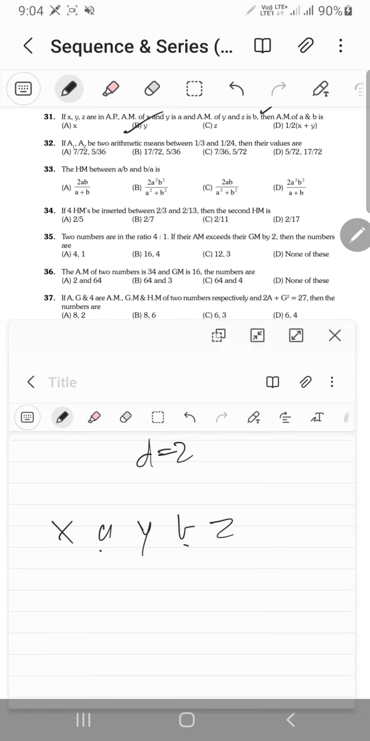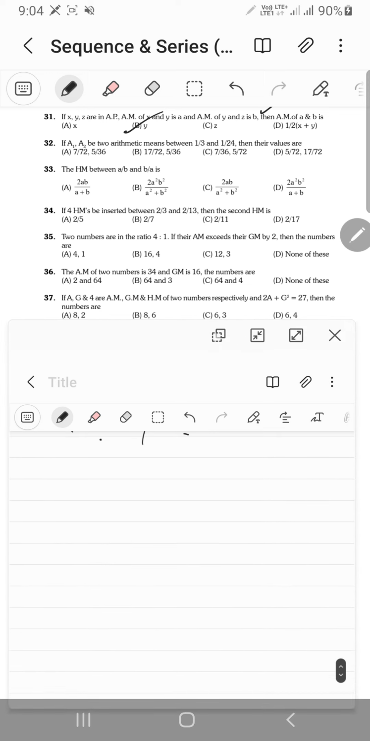If A1, A2 are two arithmetic means between 1/3 and 1/24, then their values are, okay, fine, arithmetic means. So 1 upon 3 can be written as 8 upon 24, and this thing is just 1 upon 24. So if we go like this, the difference is 7. Oh no, that's not cool. 24, sorry, so it's like 1 upon 24.